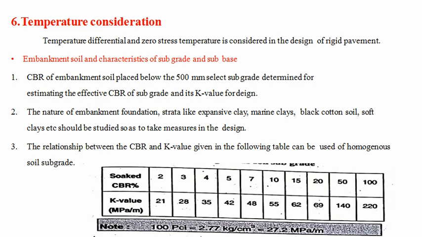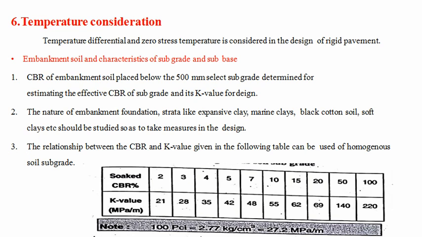Next is the temperature consideration. The temperature differential and the zero stress temperature are considered for the design of rigid pavements. Then the embankment soil characteristics of the subbase and the subgrade. This is the last point as far as the design guidelines for the rigid pavement are concerned.